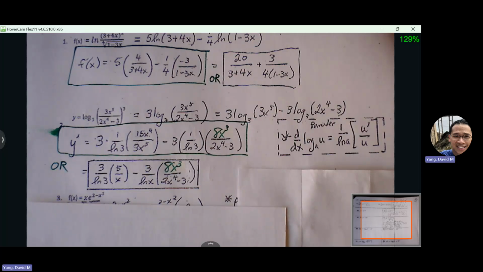Where you brought down the front or doing the log property, does that mean that when we do the log property, that exponent you brought down is going to be distributed to both terms? Yeah.